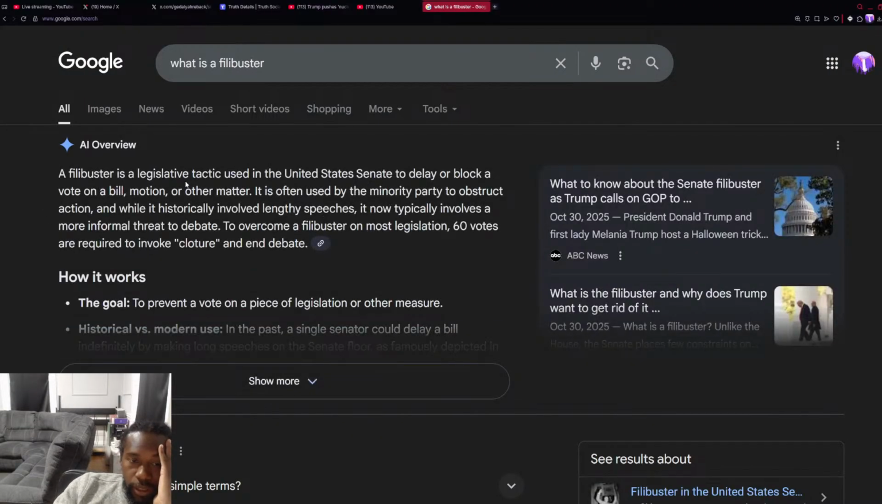A filibuster is a legislative tactic used in the United States Senate to delay or block a vote on a bill, motion, or other matter. It is often used by the minority party to obstruct action, and while it historically involved lengthy speeches, it now typically involves a more informal threat to debate. To overcome a filibuster on most legislation, 60 votes are required to invoke cloture and end debate.